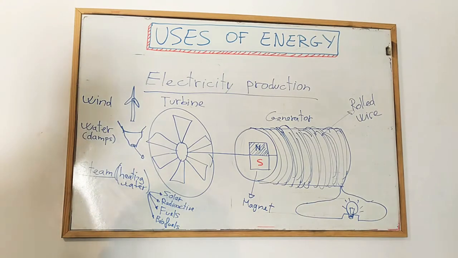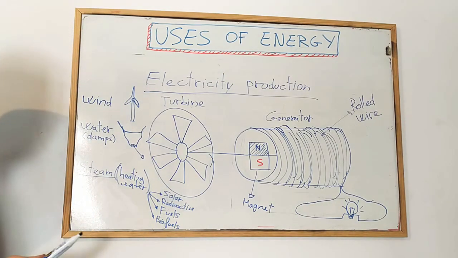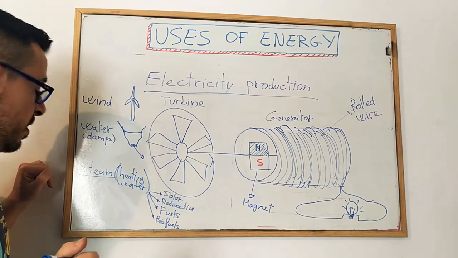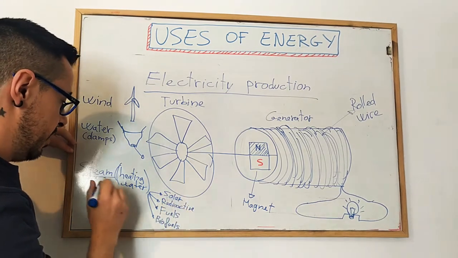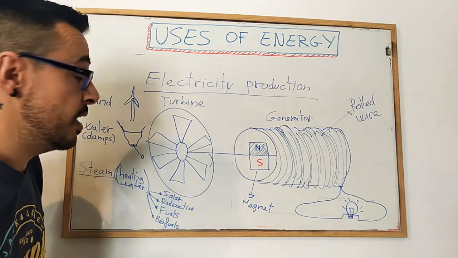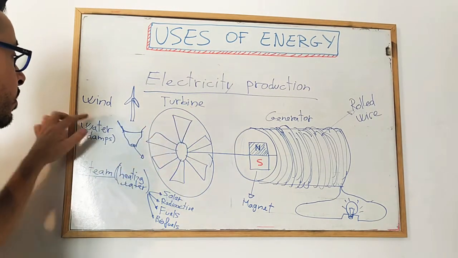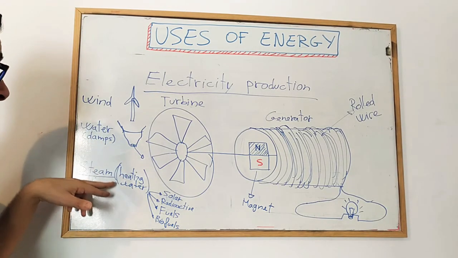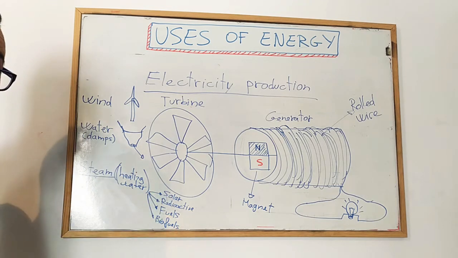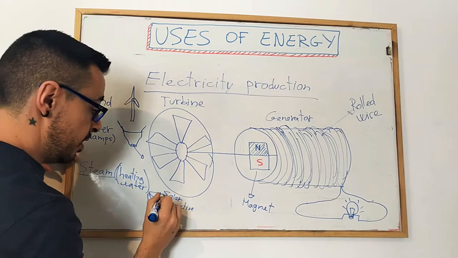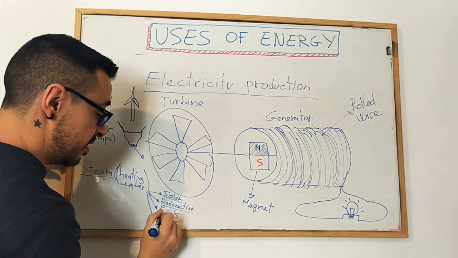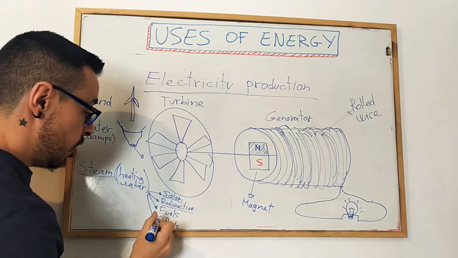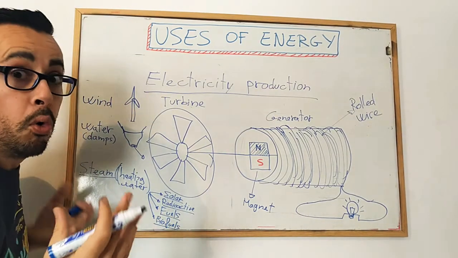I think I haven't forgotten anything. Okay. So yeah, it's okay. We have three ways for moving the turbine: with the wind, with the water, or with the steam. And how do we get that steam? By heating with the solar energy, heating with the radioactive materials, heating when we burn coal or gas, or when we burn biofuels such as wood, for example.